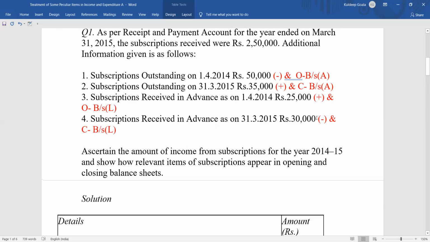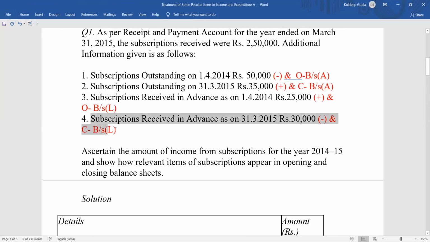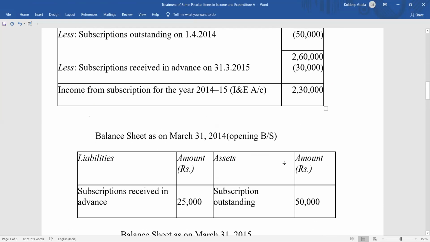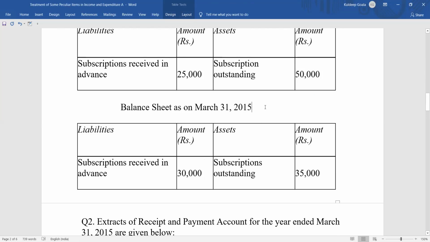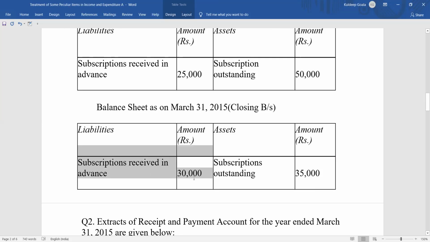In the closing balance sheet, what are the items we are getting? First is subscription outstanding 35,000, and the liability side will be subscription received in advance 30,000. So let's see the closing balance sheet. What is there? So in the asset side we have subscription outstanding 35,000, and in the liability side we have subscription received in advance 30,000. This is how it will be placed.